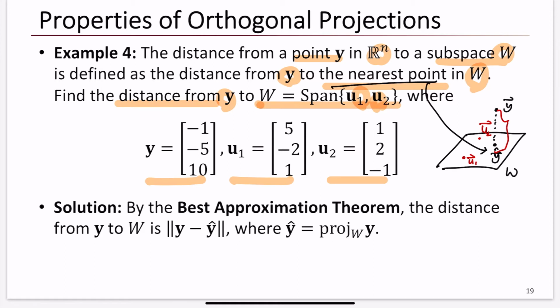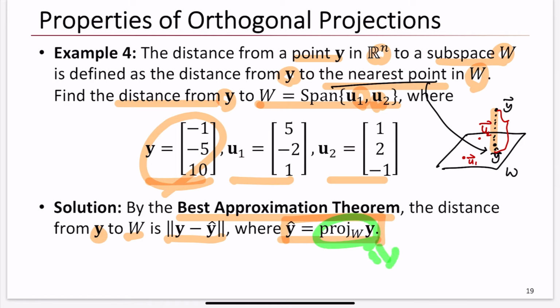First of all, by the best approximation theorem, the distance from y to w is the length of y minus y hat. So we already know what y is. So the question is, what is y hat in this case? Y hat is also the projection of y onto w. So the question is, what is y hat? This is the problem. Okay.